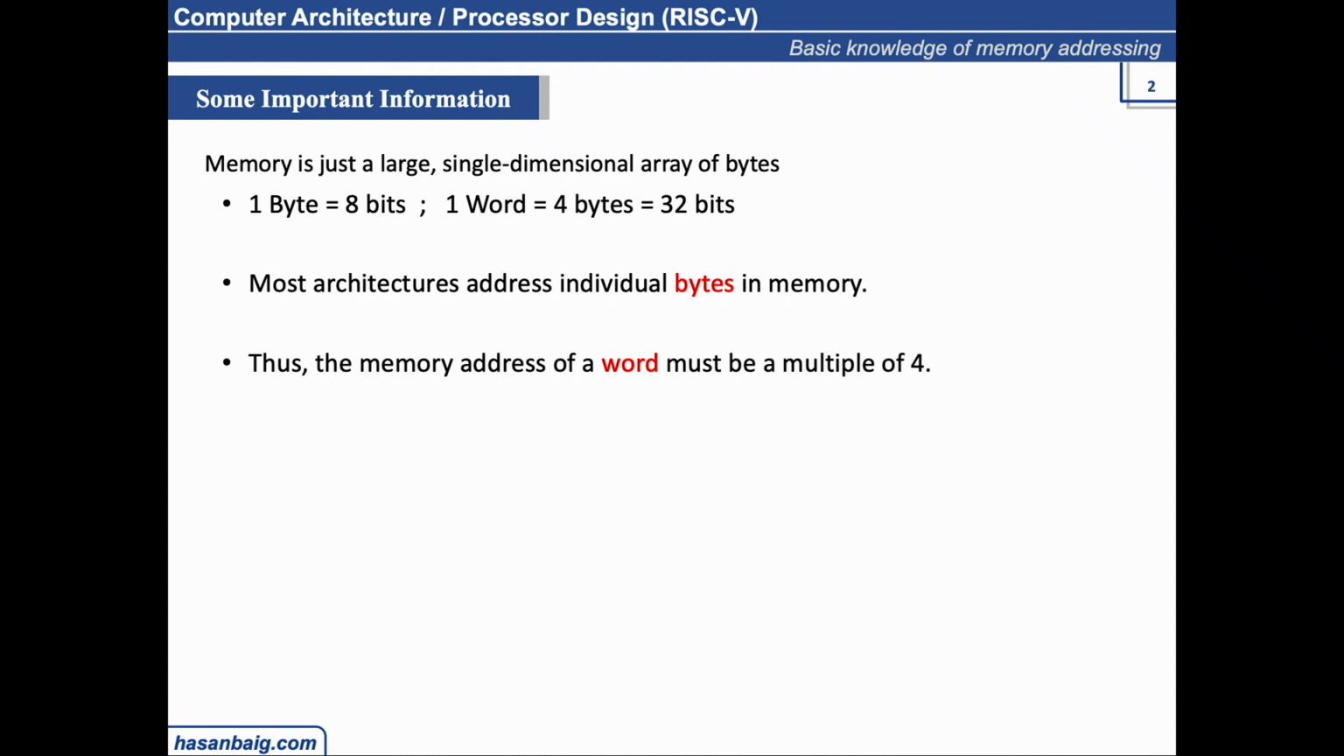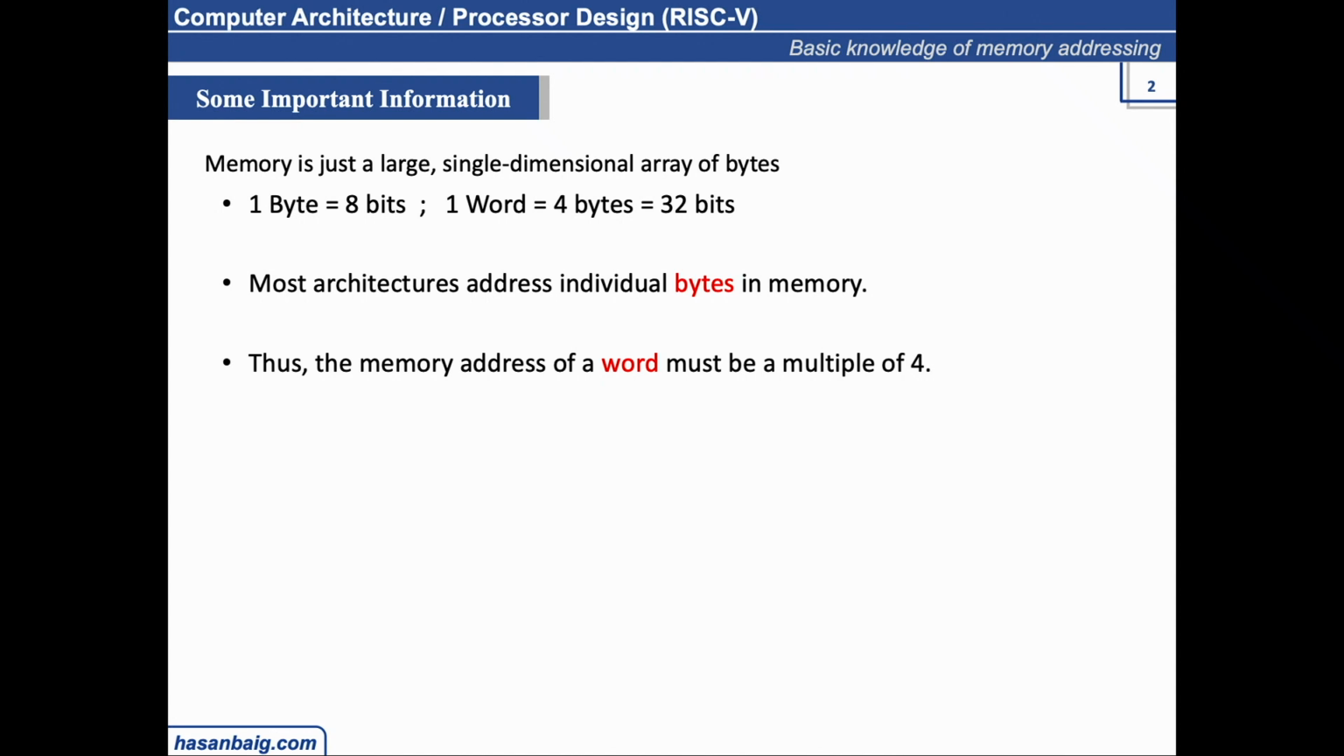But the memory address of a word must be a multiple of 4, because we are discussing a 32 bit architecture, which means that if we have to store something from register to memory, we have to grab the entire 32 bits of data from registers and store it into memory. Similarly, we can grab 32 bits of data, which is 4 bytes or 1 word, and store it into a register. So we are actually accessing the entire word, so we need the byte address to be a multiple of 4.